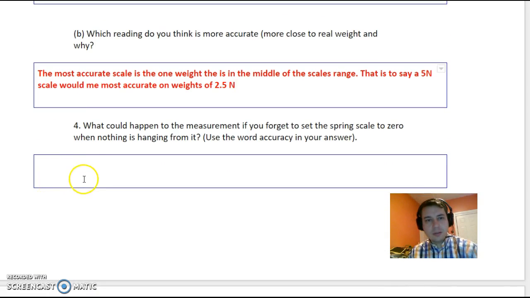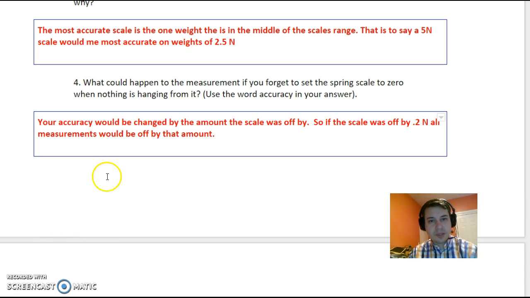The most accurate scale is the one where the weight is in the middle of the scale range. So if you had to use that 5 Newton scale, it would be most accurate when the force that you put on is 2.5 newtons. These spring scales are most accurate when the scale is sitting right in the middle of the measurement. They're not very good at the beginning or the end, because the springs just work that way. So try to get them sitting just about the middle of the scale. For our 30 Newton scale, they're going to be most accurate at 15 newtons.